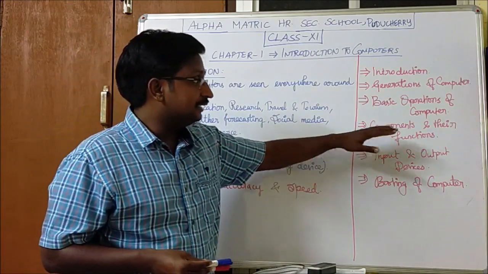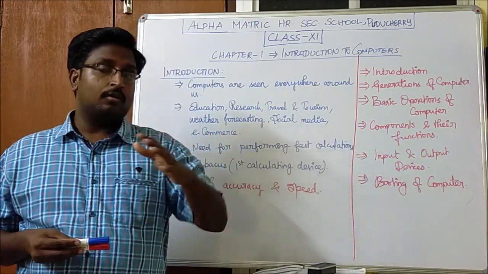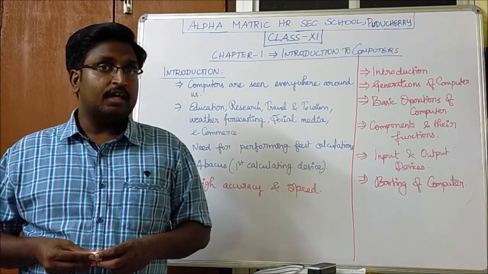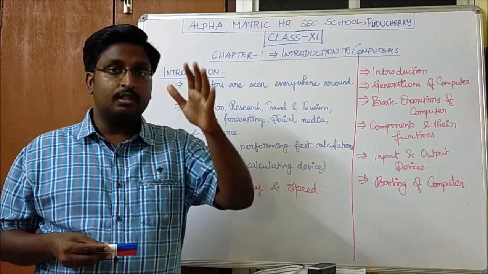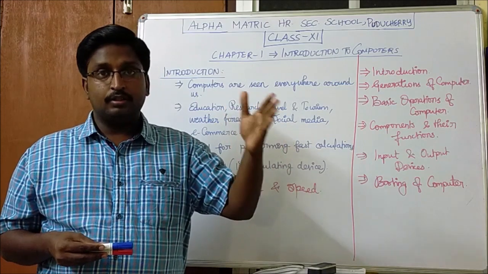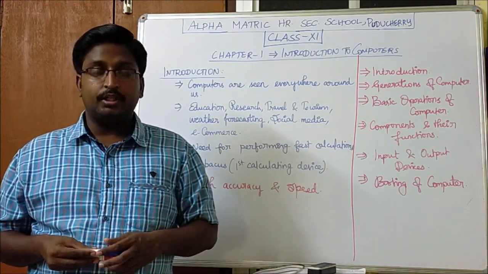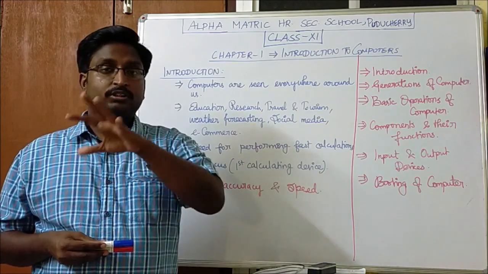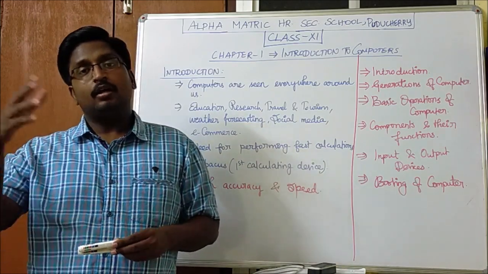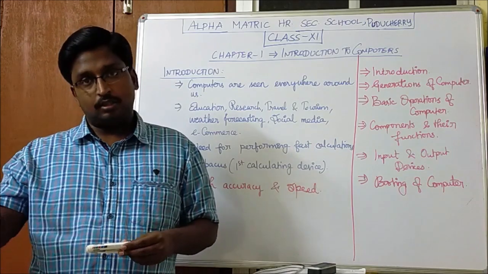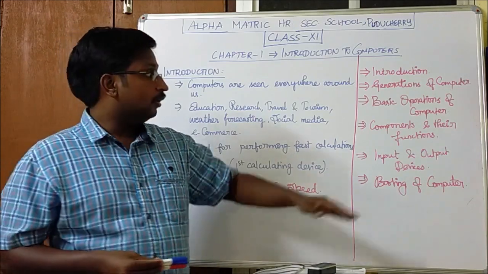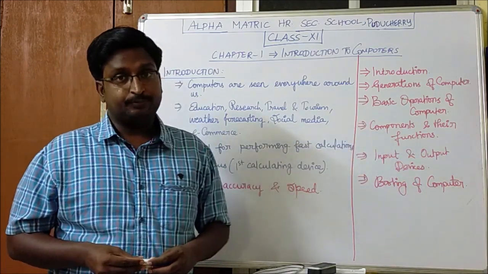And next are the components and their functions. Based on the operations of the computer, they have classified the components. That is the input unit, from where it gets the input from the user, the CPU, central processing unit, the control unit, where all the processing happens, and the output unit, where it sends the output. So these are all the components and their functions.